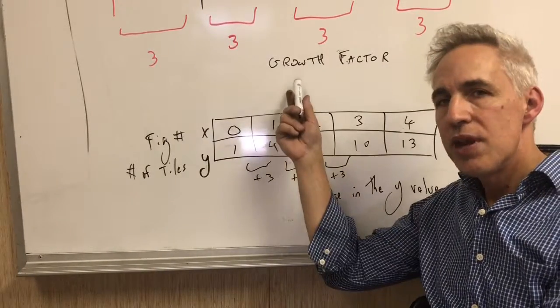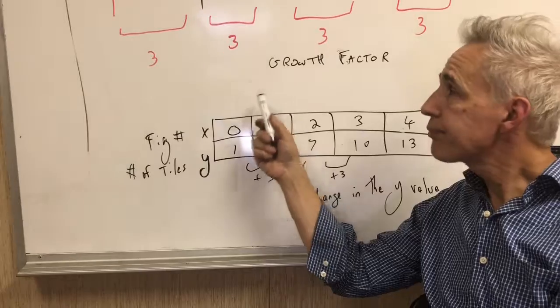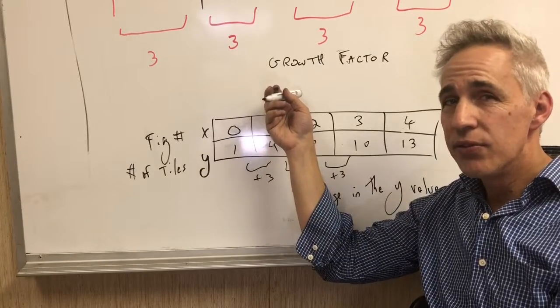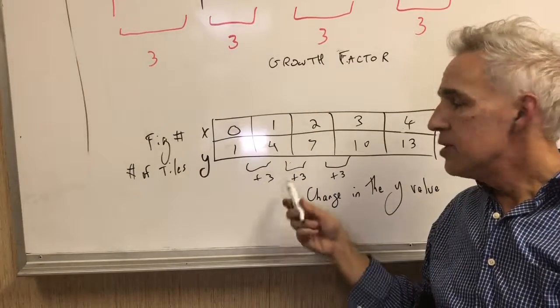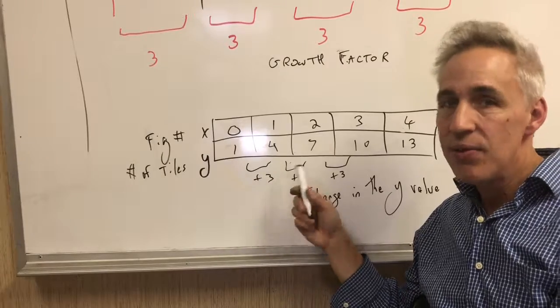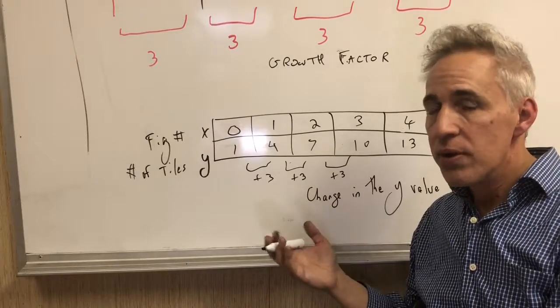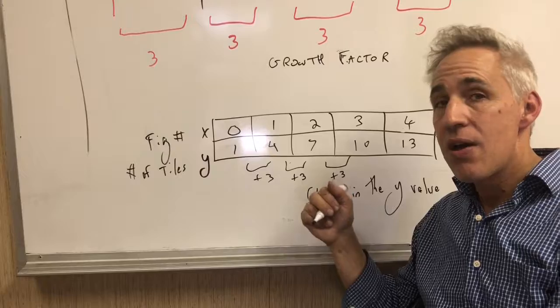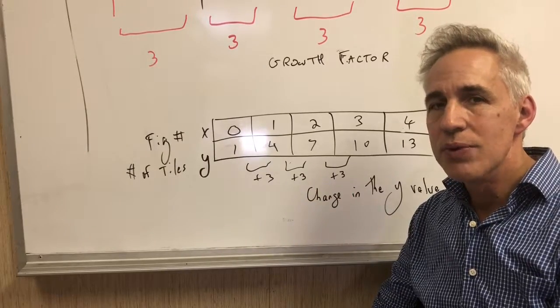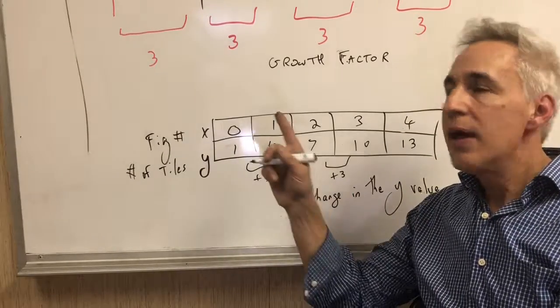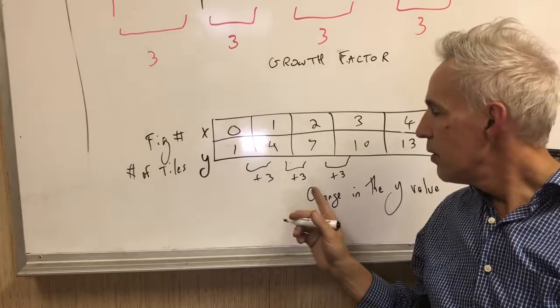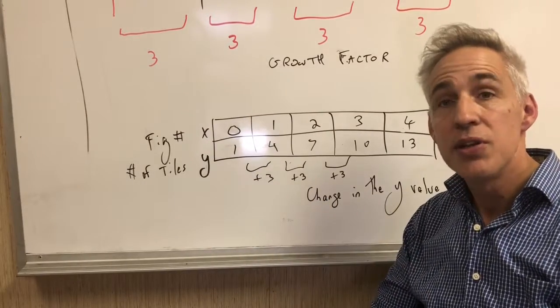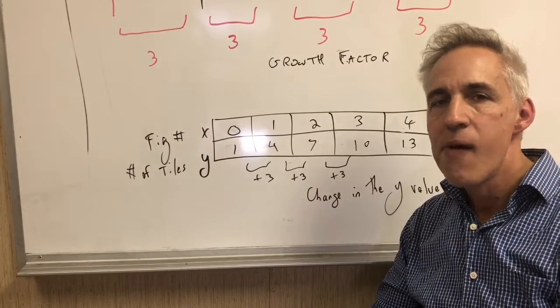But for now, connecting the growth pattern, which is 3 because the number of tiles changed by 3 every time, to the table, which is a change in y, the y value is the total number of tiles. And we're going to go now to a graph, which you'll see we connect now the rate of growth, which is 3, the change in y, which is 3 every time, to the slope, which is also 3 every time.